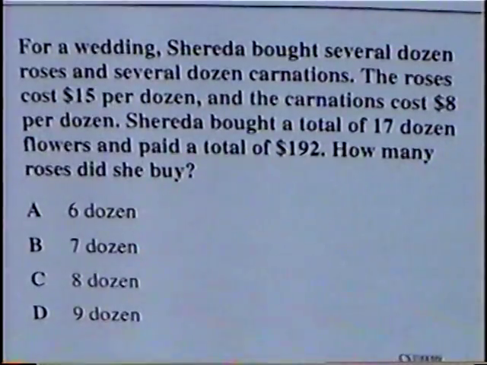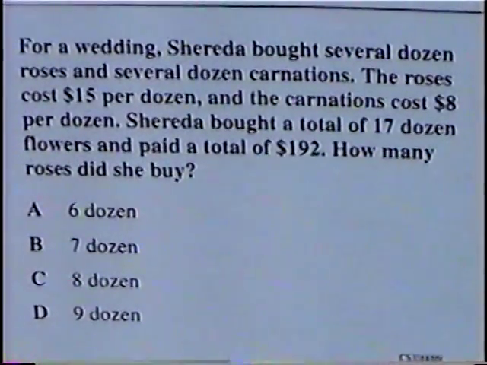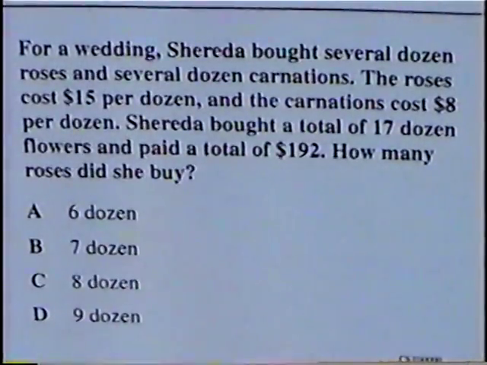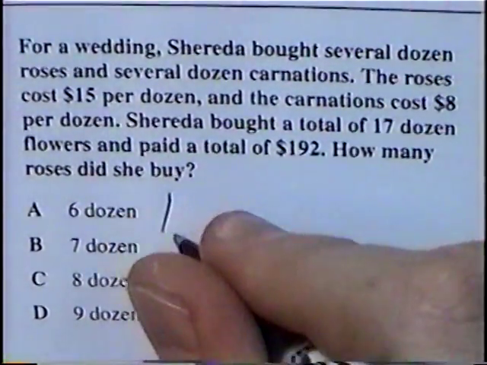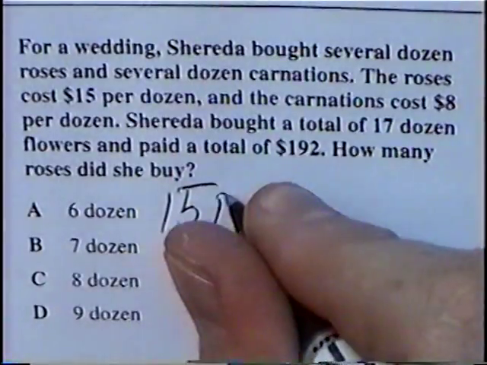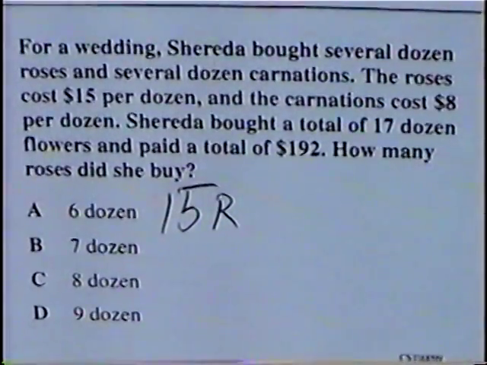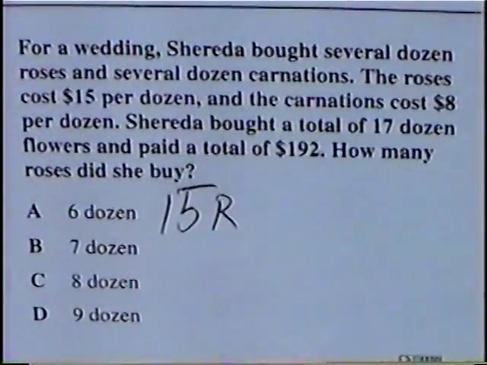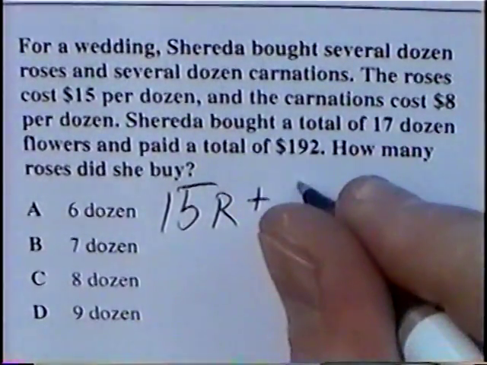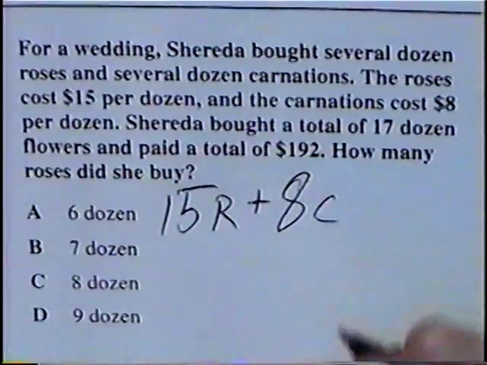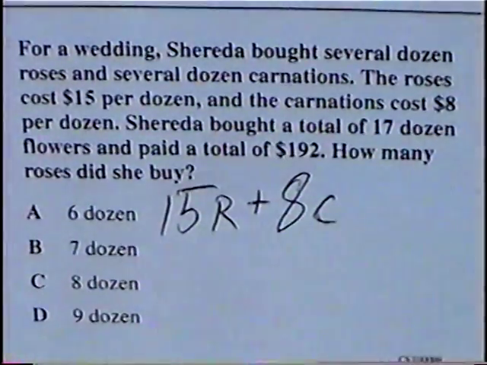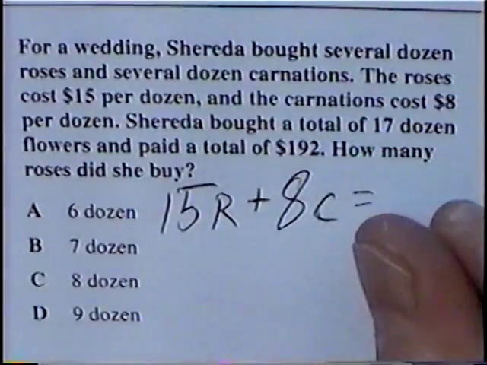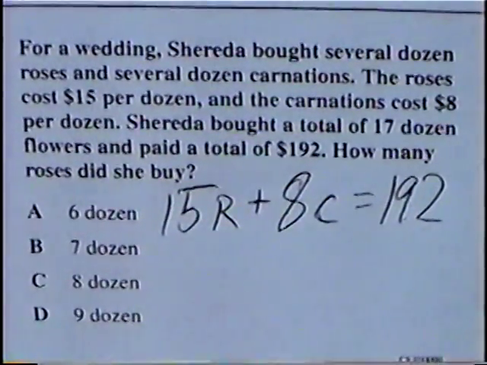Solving for the number of roses that were bought. The first sentence with a dollar amount: the roses cost $15 per dozen. So writing the equation, that would be 15 times the amount of roses, or 15 times R, and adding to that for carnations, which are $8 a dozen, plus 8 times the carnations, or 8 times C. The total amount paid, stated later on, is equal to 192.